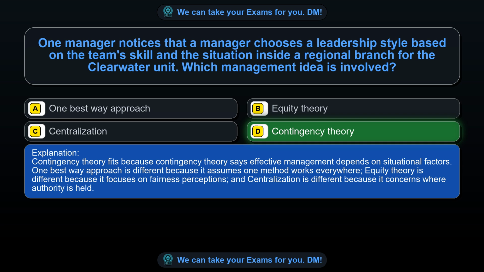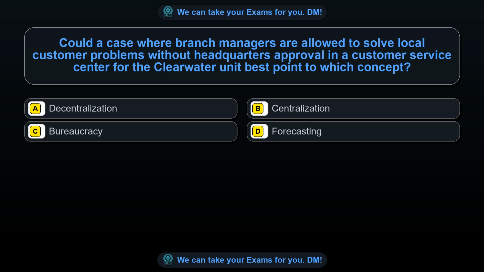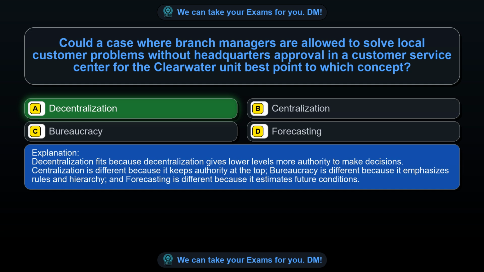Question 4. Could a case where branch managers are allowed to solve local customer problems without headquarters approval in a customer service center for the Clearwater unit best point to which concept? Option A, decentralization. Option B, centralization. Option C, bureaucracy. Option D, forecasting. The correct answer is option A, decentralization. Decentralization fits because decentralization gives lower levels more authority to make decisions. Centralization is different because it keeps authority at the top, bureaucracy is different because it emphasizes rules and hierarchy, and forecasting is different because it estimates future conditions.